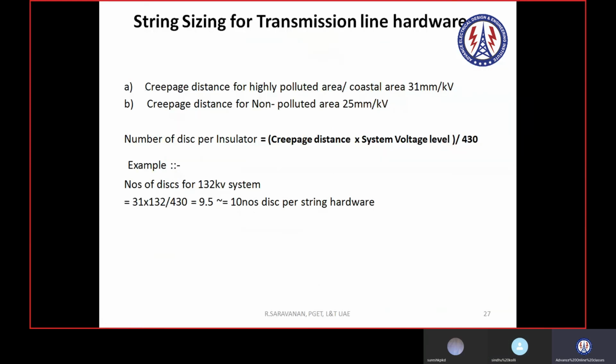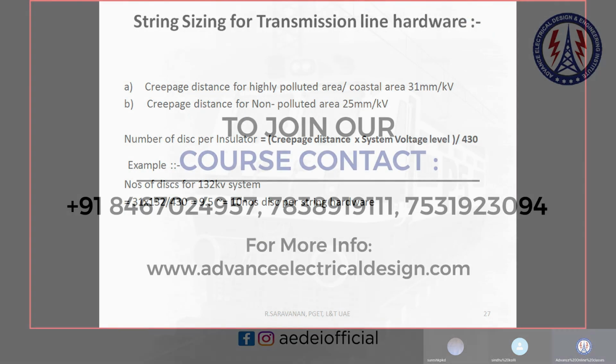If you see, string sizing totally depends on two parameters. First, creepage distance. Second, your transmission line voltage value. So I think you understand creepage distance, and the same applies to an 11 kV system. For example, there is an 11 kV transmission line system in a highly polluted area. Now you calculate from this equation and tell me how many insulator discs you are going to use for string hardware for the 11 kV system.